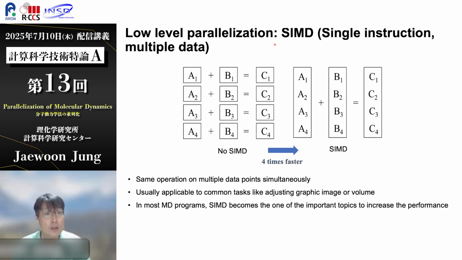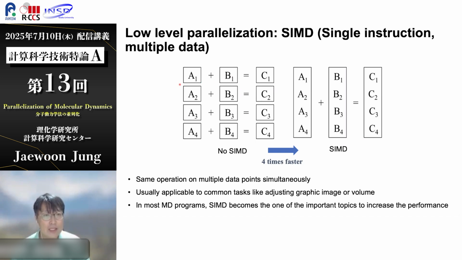But there's another consideration of parallelization. First of all, low-level parallelization like SIMD is very important. Here, SIMD stands for single instruction, multiple data. So, for example, let's consider this one. We have some arrays A and B. We want to obtain the elements of C by adding the elements of A and B. So the first element of A and the first element of B are added and become the first element of C.